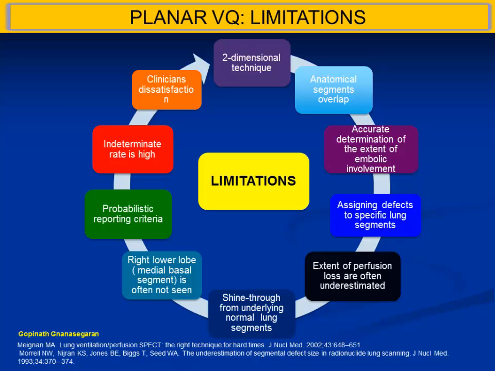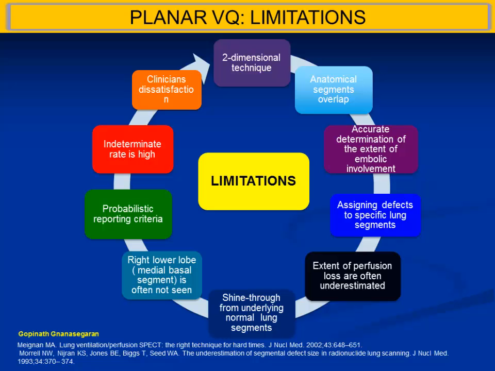Limitations of VQ planar scans: it is a two-dimensional technique. Anatomical segments often overlap. Accurate determination of the burden cannot be made. Assigning defects to specific segments could be challenging. The extent of perfusion defects can often be underestimated. With shine through, you can miss smaller defects. The right lower lobe, especially the medial segment, is often not seen on your planar VQ scan, therefore you can miss some smaller PEs.